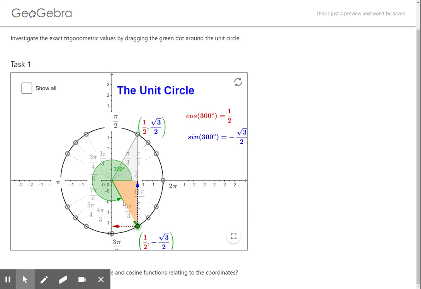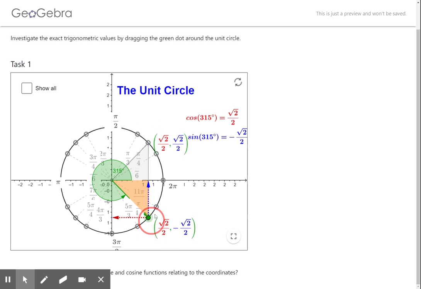I like to think of the 30 degrees here because it's very easy to see in this orange triangle again that we have a 30, 60, 90 triangle with a 60-degree angle here. And the same relationship holds. This time, the cosine of 300 degrees is the same as the cosine of 60 degrees, which is 1/2. And the sine for 300 degrees would be the negative value of the sine of 60 degrees.